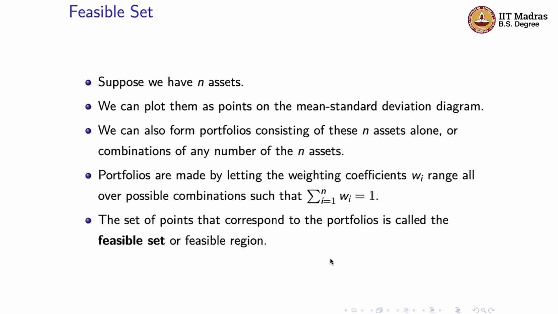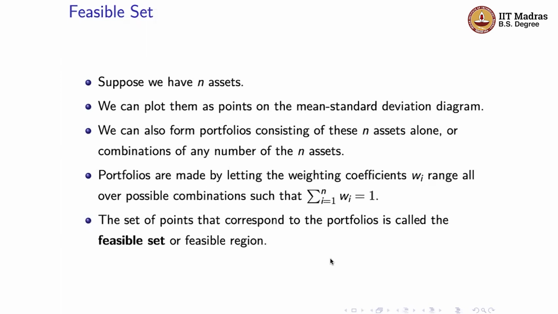Let us now try to understand how the feasible set would look if we have n risky assets. This is a bit more complicated problem compared to the one that we studied last week, which had just one risky asset and one risk-free asset. And we'll soon see where the complication comes from.